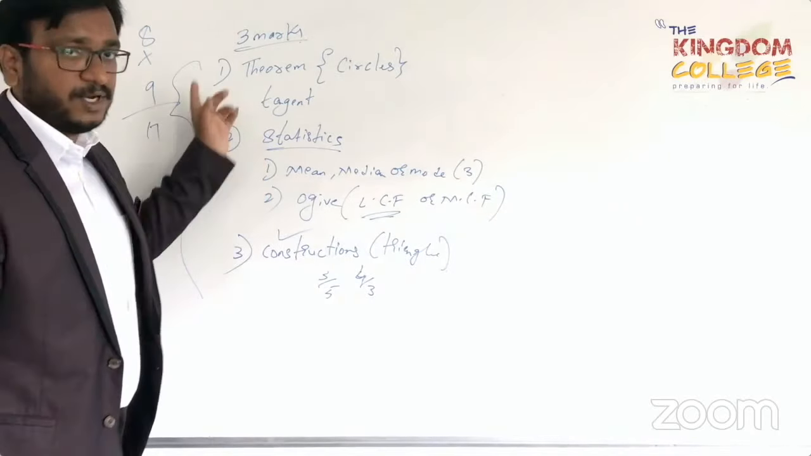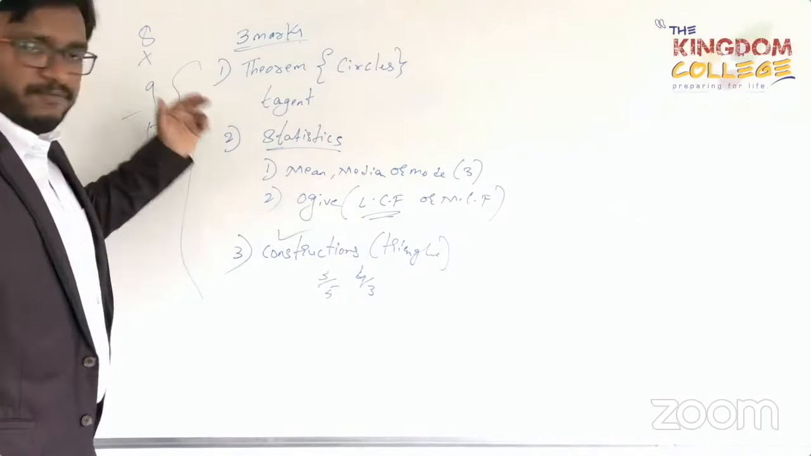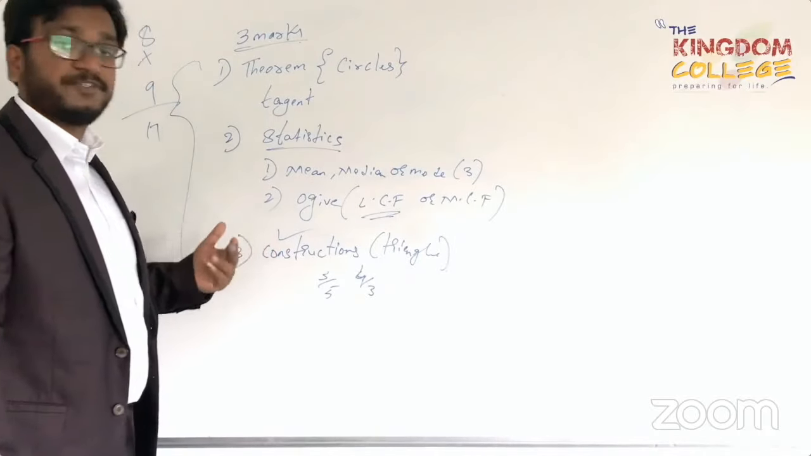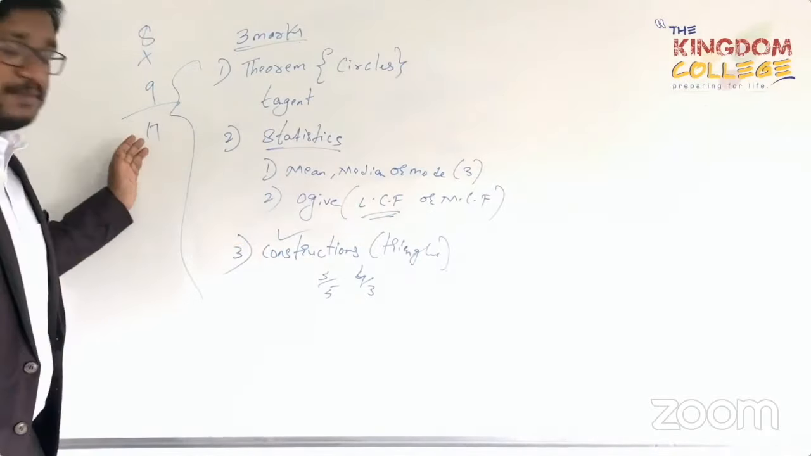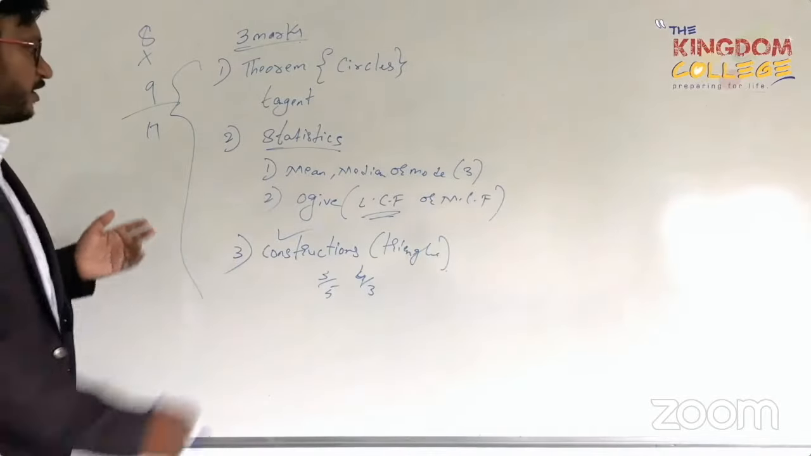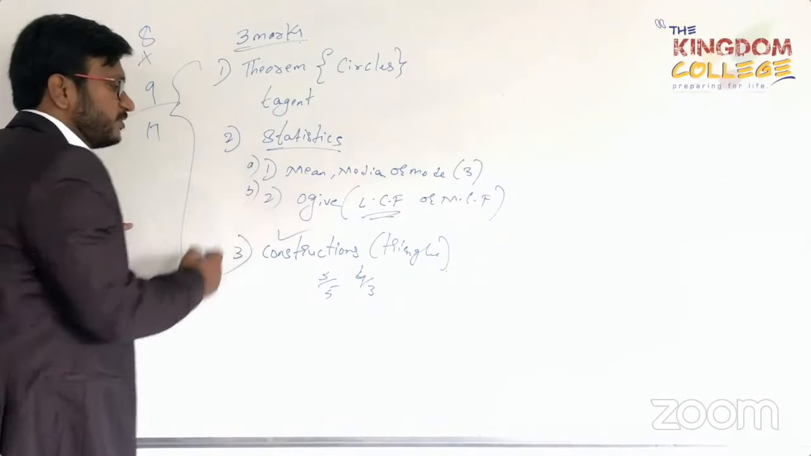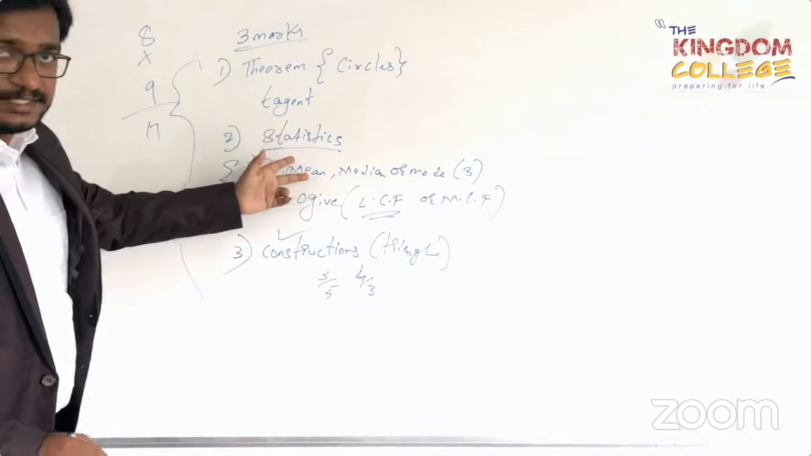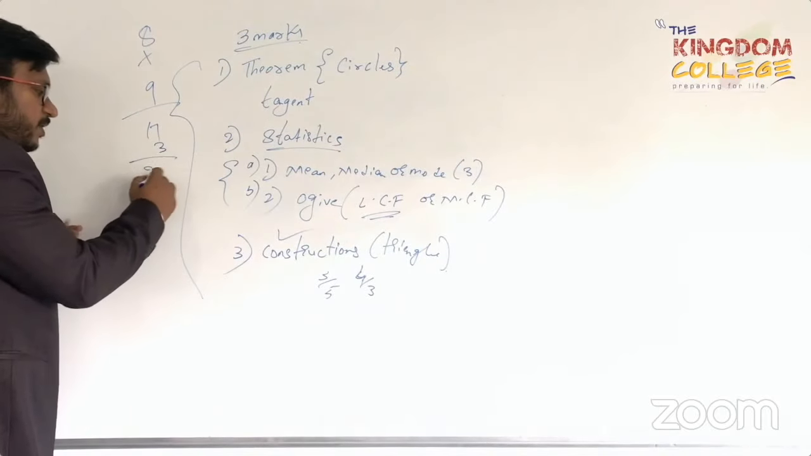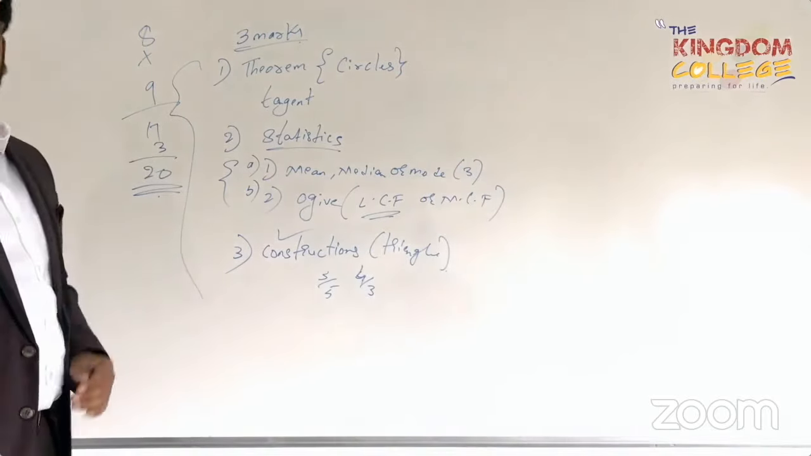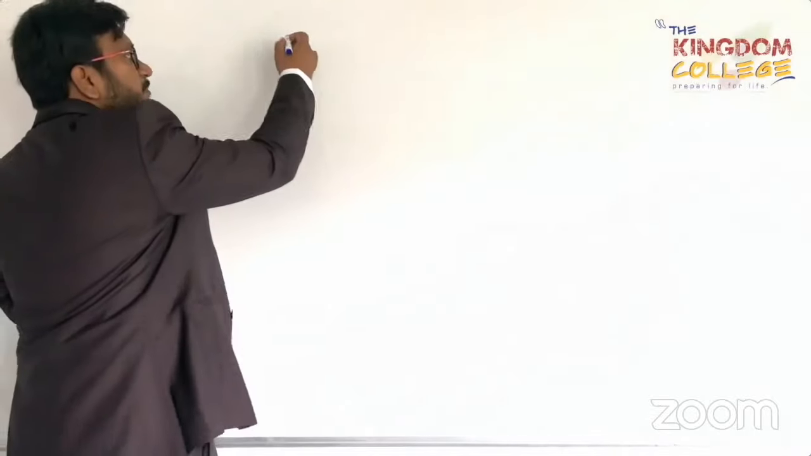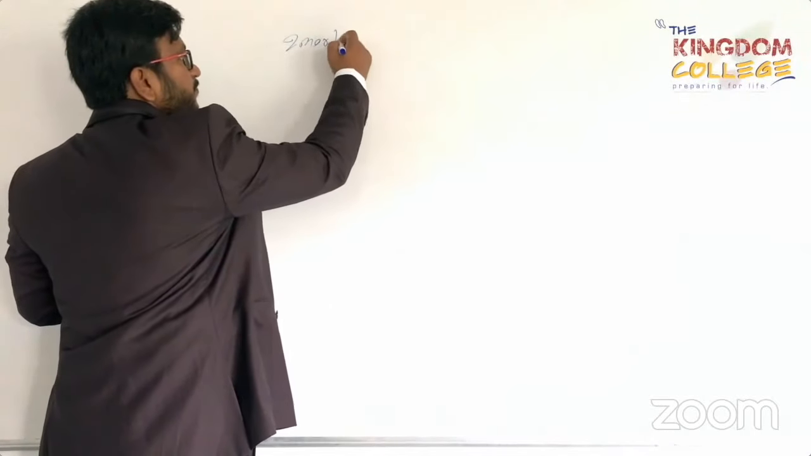But wait, the things are not over yet. We have still a few more questions which will make your work easier. So we said 17 marks. Here I said there are 2 questions, so you will have 2 questions from statistics itself. That will make it overall 20 marks. Got it? Okay. Now coming back to 2 mark questions.